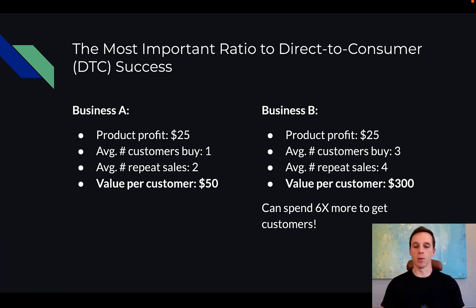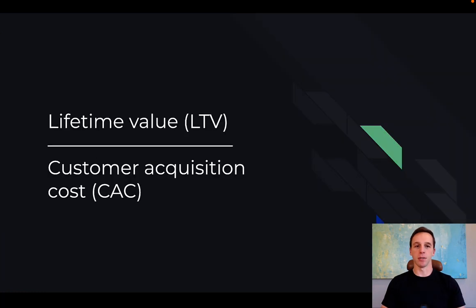Who do you think is going to win in this scenario? My goal is that you build a business more like the second one, so that you can scale up faster, bigger, and better than any of your competitors. So the most important ratio in direct-to-consumer e-commerce is lifetime value, the total amount of money the customers give you over time.